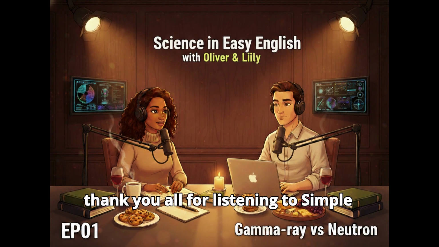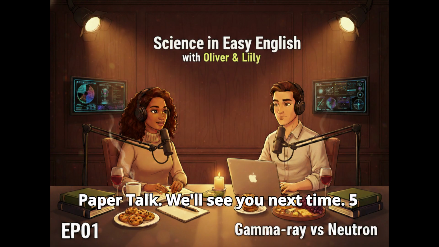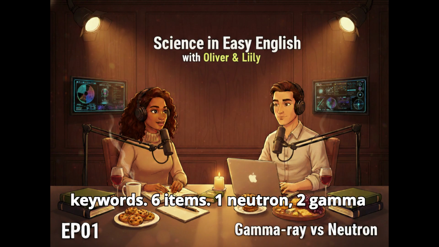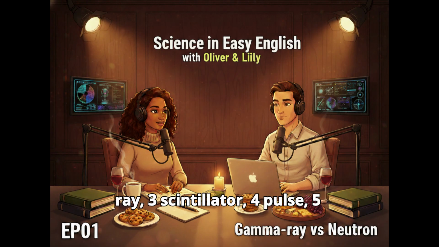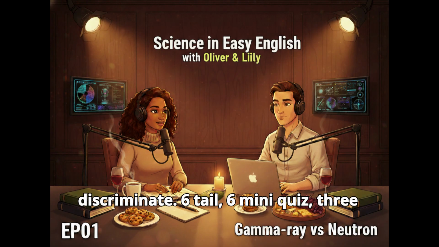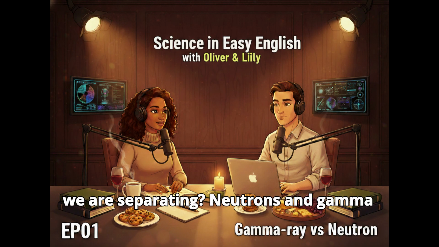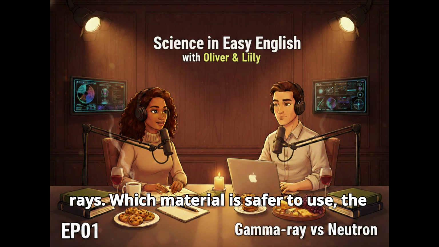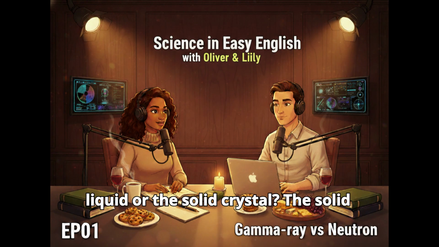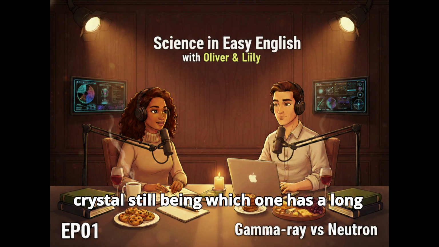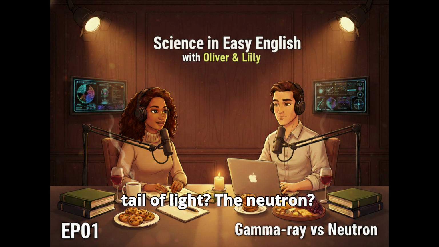Five keywords, six items. One, neutron. Two, gamma ray. Three, scintillator. Four, pulse. Five, discriminate. Six, tail. Mini quiz, three Q&As. What are the two invisible things we are separating? Neutrons and gamma rays. Which material is safer to use, the liquid or the solid crystal? The solid crystal, stilbene. Which one has a long tail of light? The neutron.